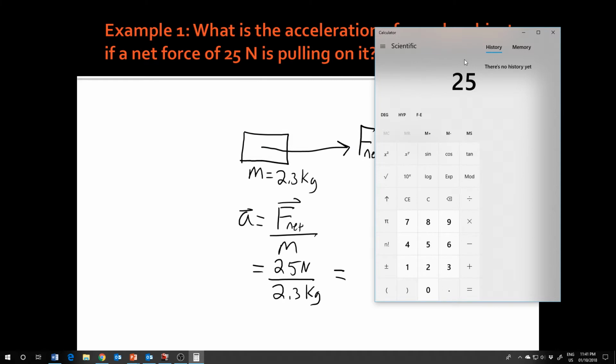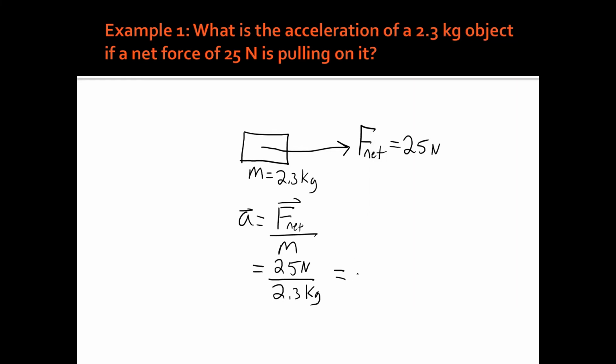So 25 divided by 2.3 gives us, this is obviously not in the correct Newton figures, about 10.87, but with proper significant figures, this will be 11. Oh, sorry, not kilograms, what am I talking about? 11 newtons per kilogram. My units will be newtons per kilogram.